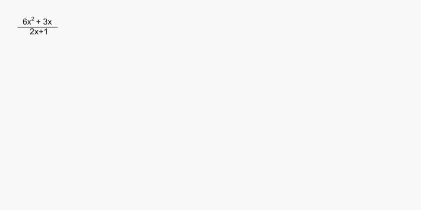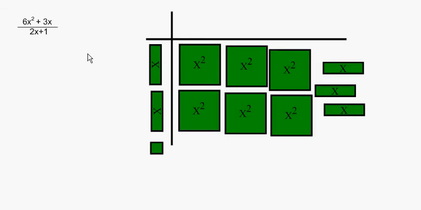In this question, we're dividing by a polynomial now, a binomial. So we have 6x squared plus 3x divided by 2x plus 1. Using the manipulatives, it's quite simple to do. Let's do our diagram would look like this. And here we have our 2x's plus 1. So I'm dividing by 2x plus 1.